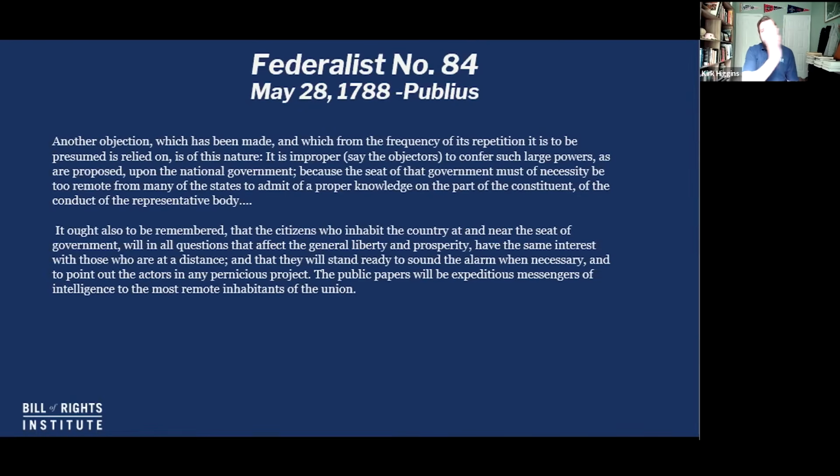So just really quickly, I want to touch on the other arguments that Publius makes here. He says, all right, so we got the Bill of Rights thing out of the way. What else is a concern? Well, one is the distance of people from the government. And he essentially says, people are worried that the national government's going to be too far removed from people, and they're not going to know what's going on.